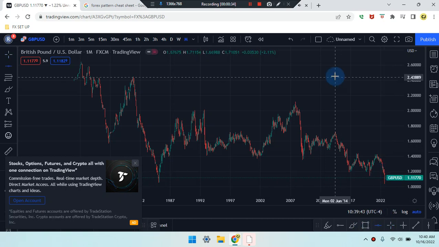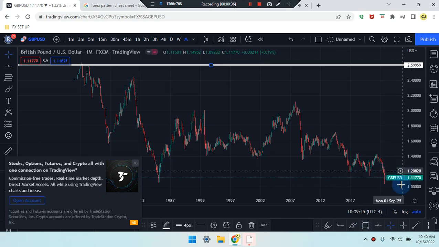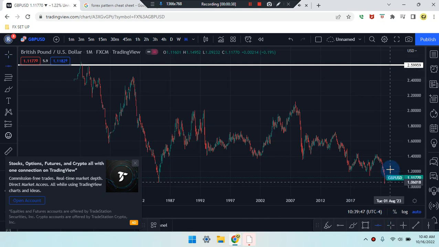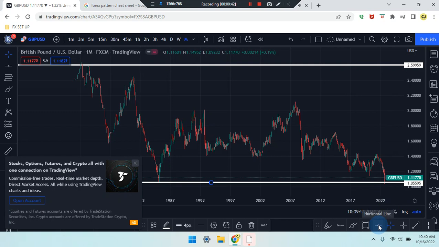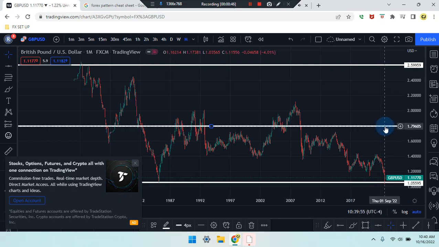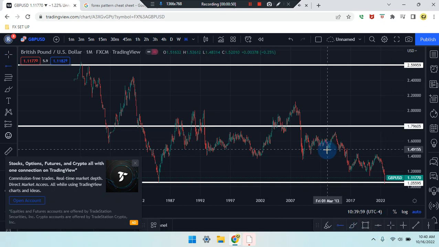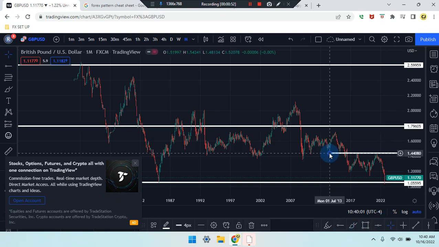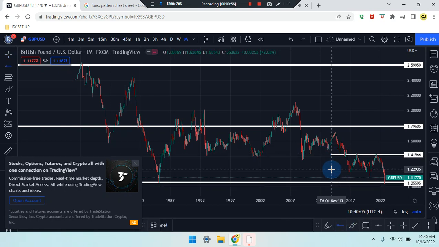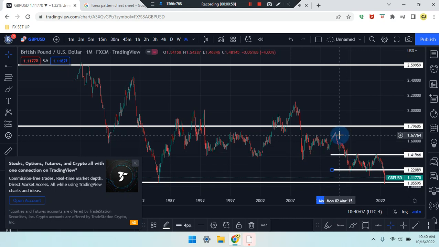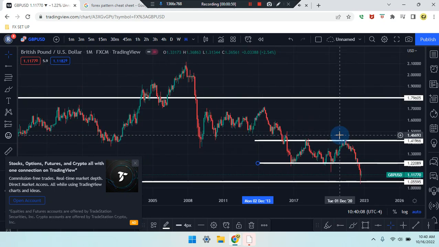So we do have price action overall, higher highs, price action overall, lower lows, midpoint, also adding second level lows, and also adding third level lows. So let's zoom in the price to see what's going on.